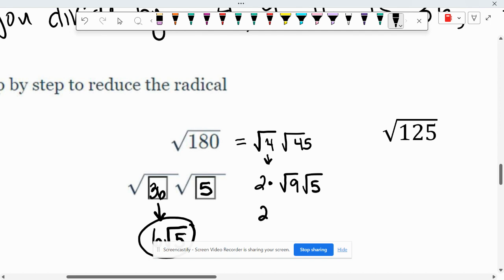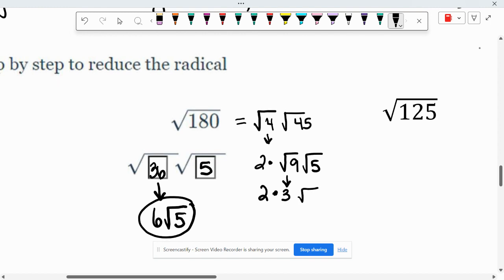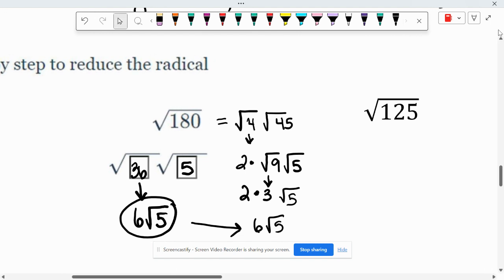But what is the square root of 9? What number did I multiply together? Not 9 squared, the square root of. It's 3, right? And what is 2 times 3? So I get 6 root 5. So even if I have to do this the long way, I'm still going to get the same answer.